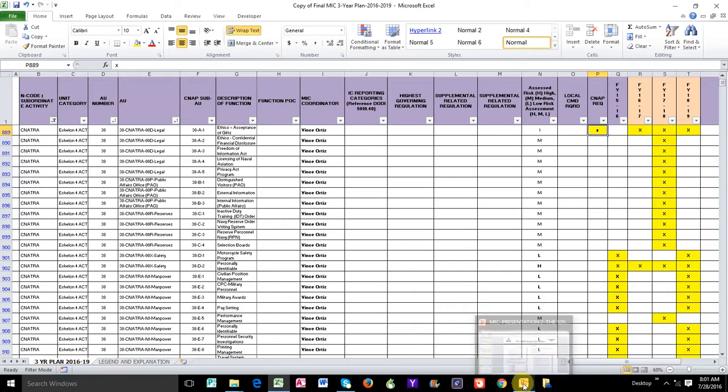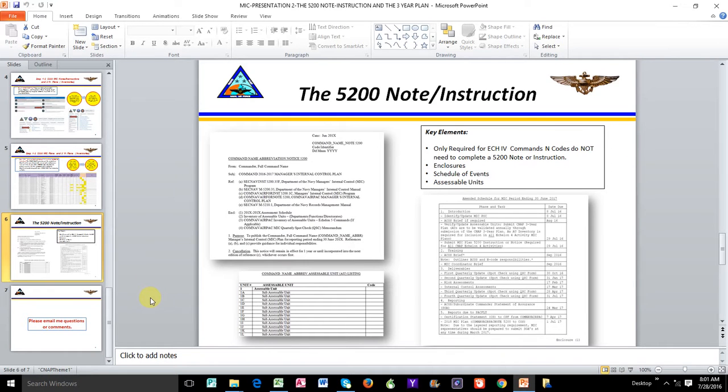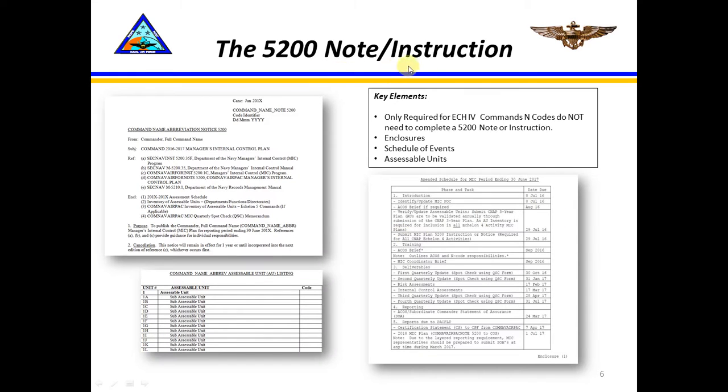The final portion of this is the 5200 note and instruction. Once you're done with all of the 3-year plan stuff, that is the basis for you to do your 5200 instruction and note, if it's applicable. Like I said before, it's not required for encodes, but everyone else it is.